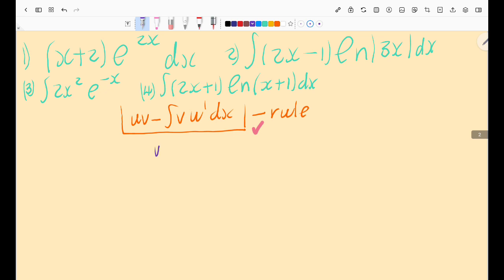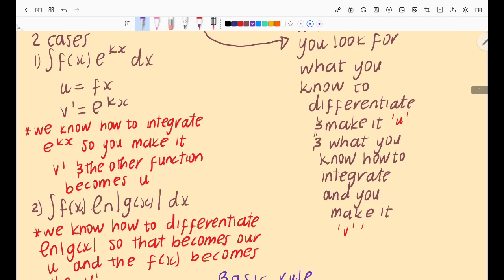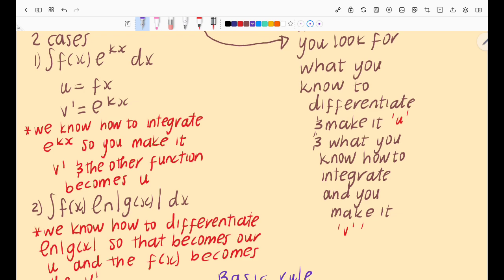Okay, so you have u, right? You have v, and you have u', you have v', right? So you have four things. So what we are trying to say is that you're going to be given, right, and that brings us to the cases. You're going to be given two functions, right, the first one and the second one.